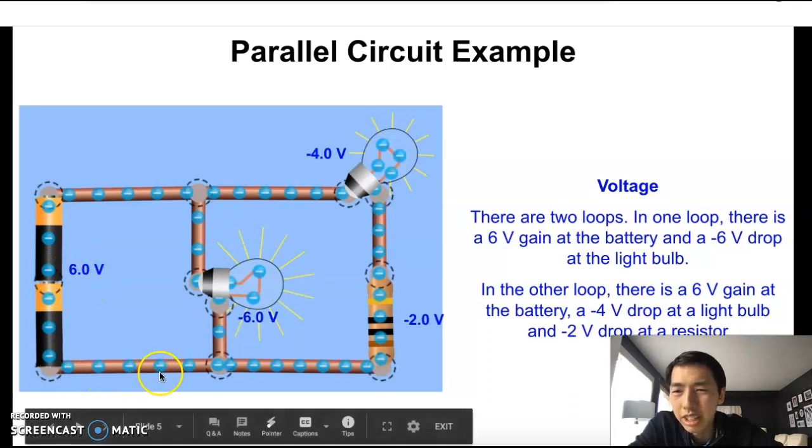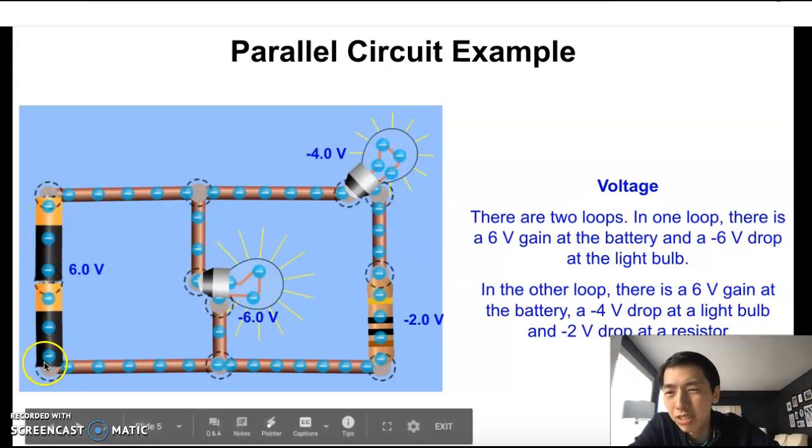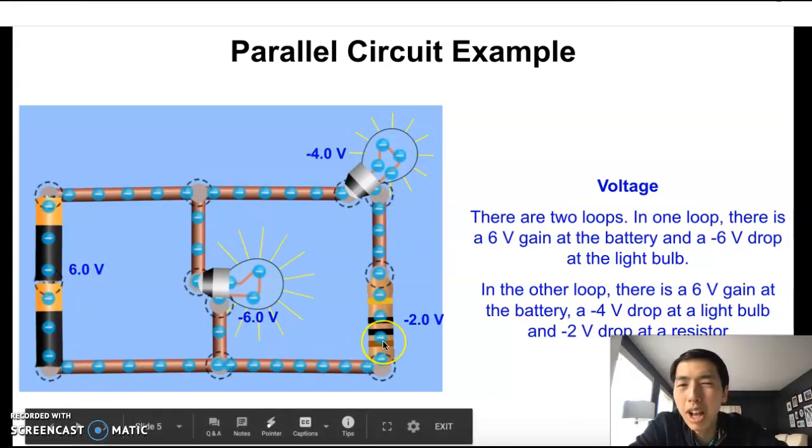And then going off the first loop, this is a voltage drop of negative 6 volts. And then that's it. Okay, so positive 6 volts gets balanced out by negative 6 volts. That's Kirchhoff's voltage rule for the first loop. Now let's look at the second loop. So I have positive 6-volt gain. And then I go all the way here where I have negative 2 volts from the resistor and negative 4 volts from the light bulb. Well, negative 2 and negative 4 make up negative 6. And that balances out the positive 6 from the battery. Okay, so there's Kirchhoff's voltage rule applied to each loop.